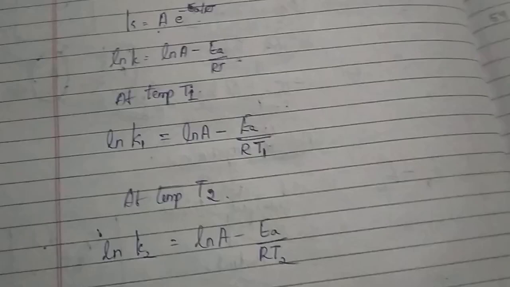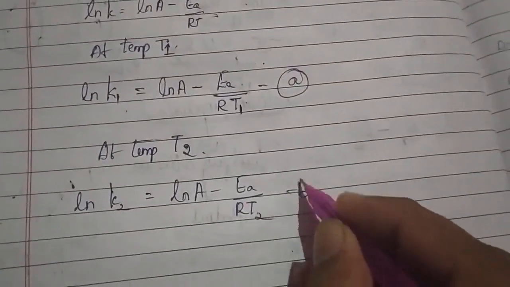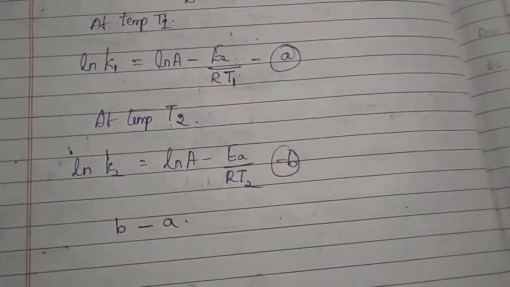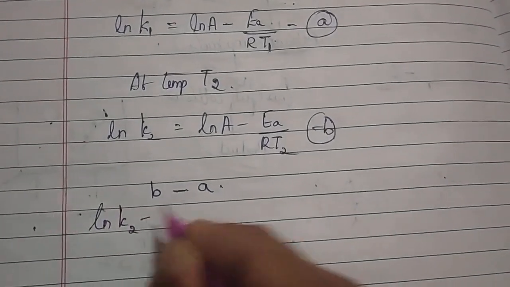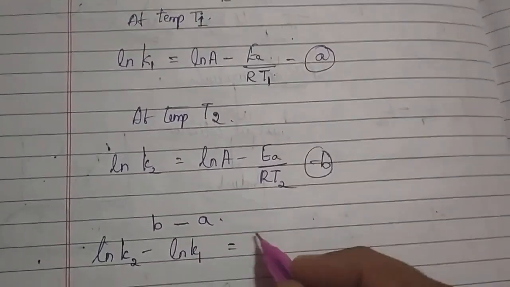Yes, let me subtract. If I consider this one as A and this one as B, what can I do? I will do it as B minus A. Yes, so I can write it as ln of k2 minus ln of k1 is equal to what?